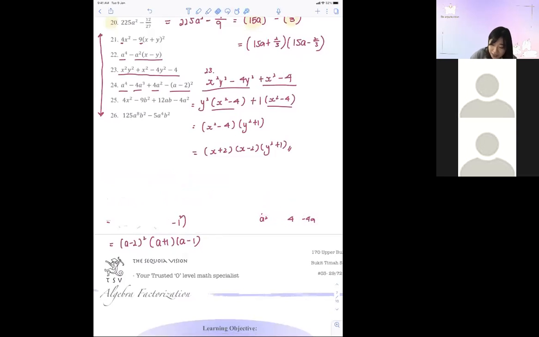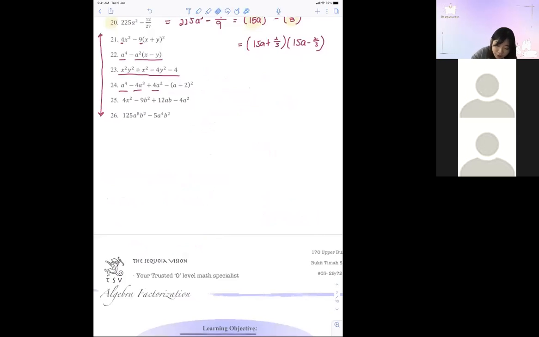So, last one. Let's see here. 25. Same thing, you see 4 terms, you do pairing. You can do 2x plus 3b, 2x minus 3b, a plus b, a minus b. This side, you can take out 4a. You left with 3b minus a. There is no common bracket here.